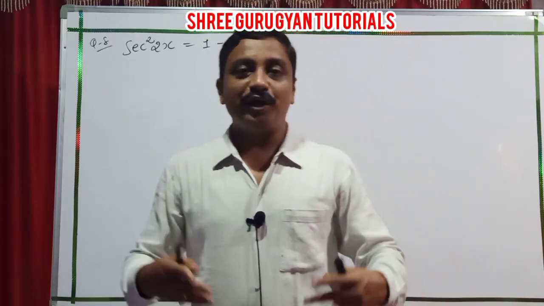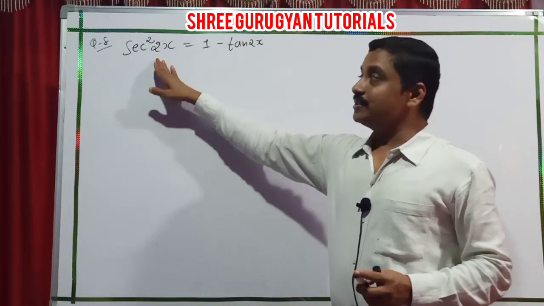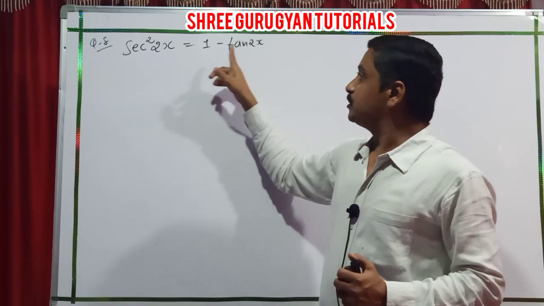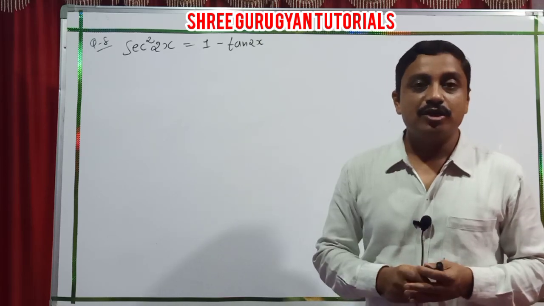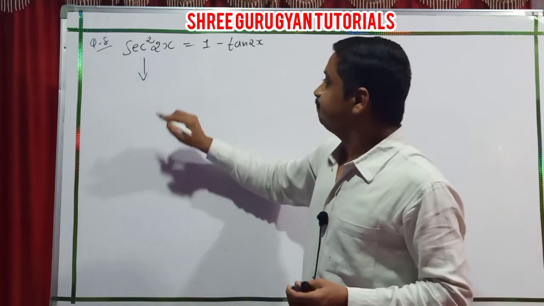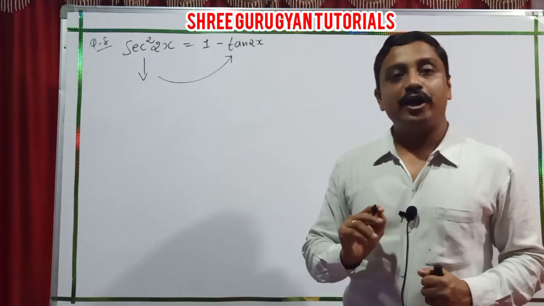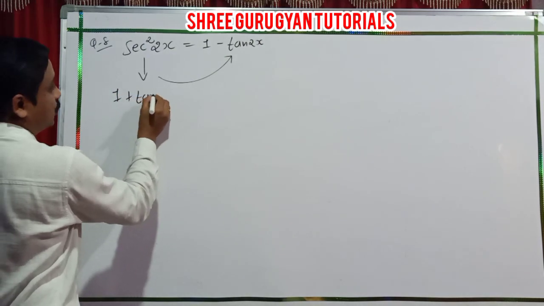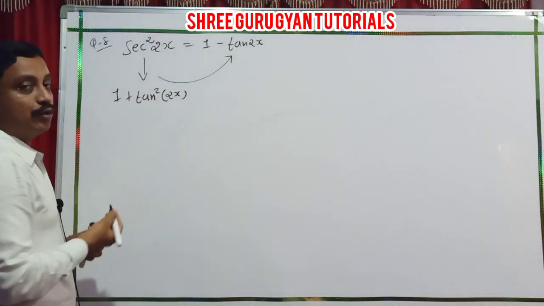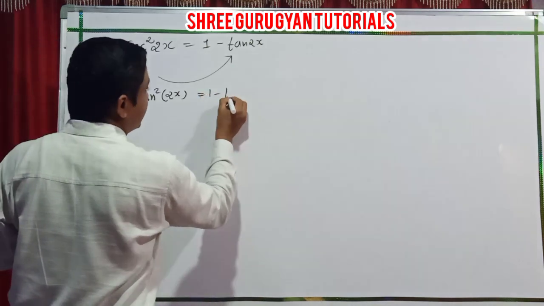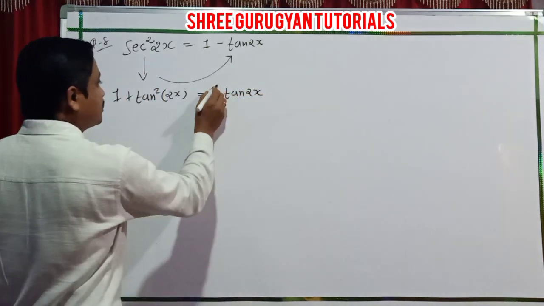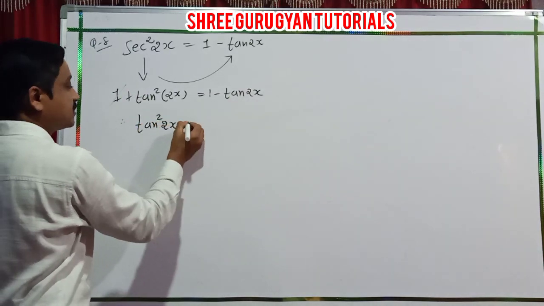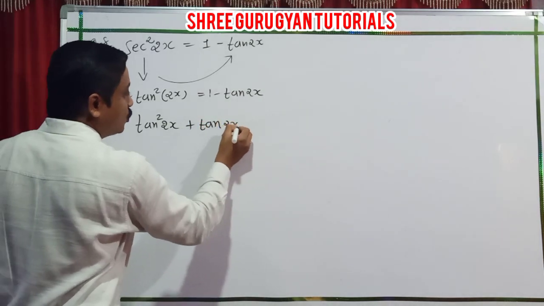Now I go to the next numerical. Same as before, students, one more numerical. Sec square 2x is equal to 1 minus tan 2x. Before applying any identity, you check that both angles are the same. Yes, the angle is the same. So students, see this is sec square 2x. I translate it into tan 2x. So the identity I know, 1 plus tan square theta is equal to sec square theta. The angle is the same, and here 1 minus tan 2x is also the same. Now students, this 1 and this 1 cancel. Only I have sec square 2x plus tan 2x is equal to 0.